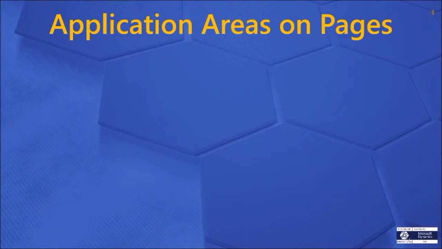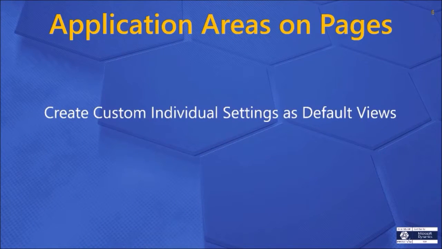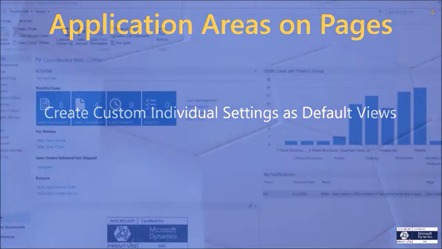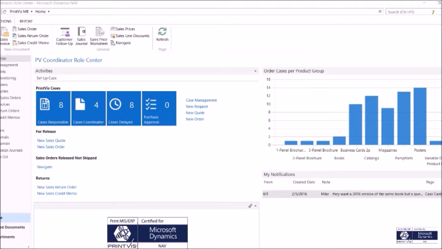Application areas allow you to create custom individual settings as default views on each page for predefined user types. For instance, a basic user may need only a simplified interface, displaying fewer fields on the ribbon and the panes. Likewise, all available fields and options can be set as a default view for the expert user who requires them.